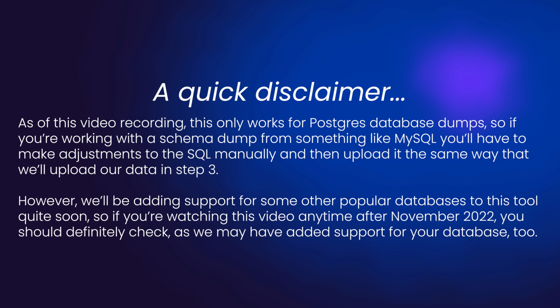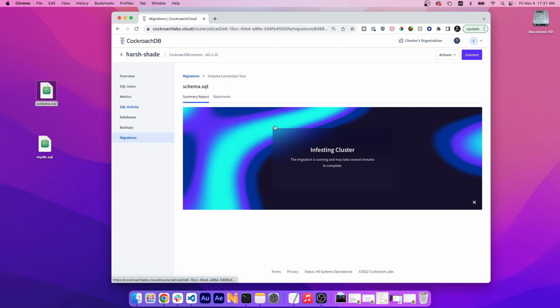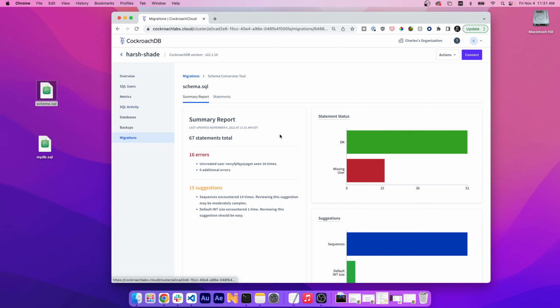I should note that as of this video recording, this only works for Postgres database dumps. So if you're working with a schema dump from something like MySQL, you'll have to make adjustments to the SQL manually and then upload it the same way that we'll upload our data in step 3. However, we're going to be adding support for some other popular databases to this tool quite soon. So if you're watching this video anytime after November 2022, you should definitely check, as we might have added support for your database too. Anyway, when the file's done uploading, we'll get this screen.